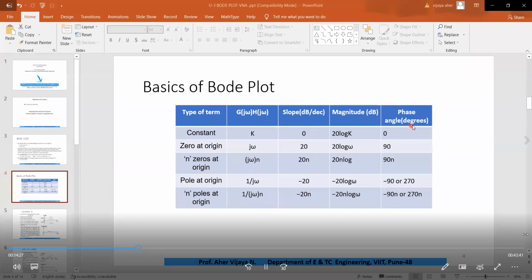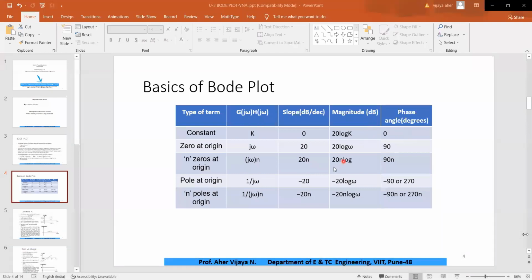Now coming to phase angle. So yes, magnitude is nothing but 20 into n into log of omega. Got my point? And phase angle is nothing but 90 degree again. If there is a zero at origin, it is 90 degree; if there are a number of zeros, you have to multiply with that number of zeros. So 90 into n is the phase angle in degree. This is how you will get magnitude and phase angle for a constant, for a zero at origin, and for n number of zeros at origin. Okay, now coming to poles.